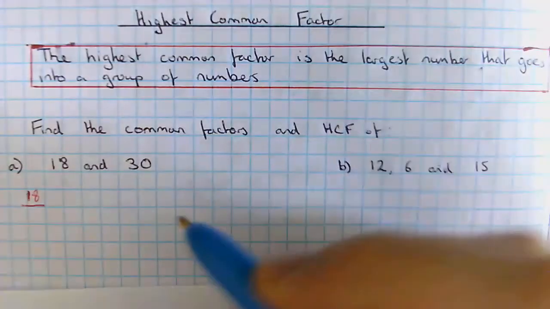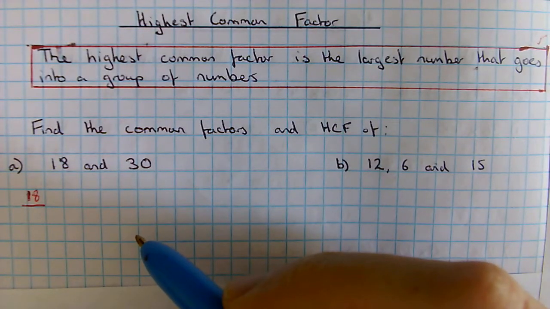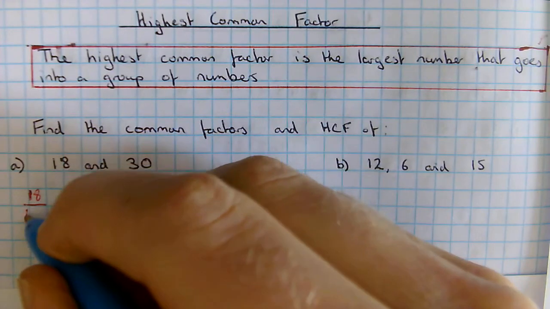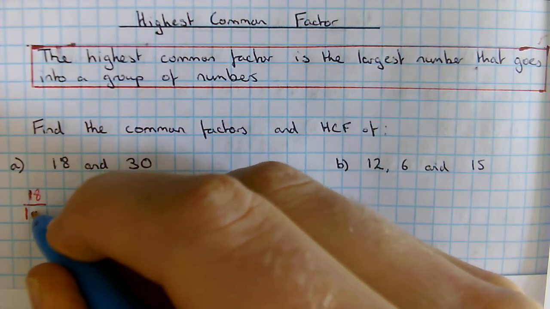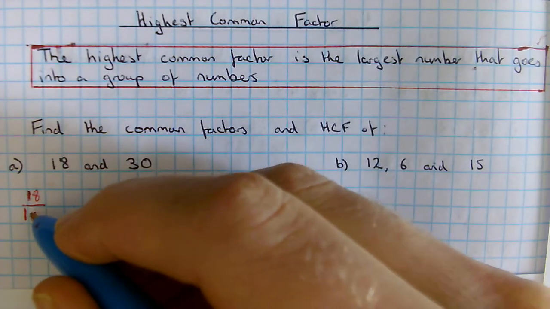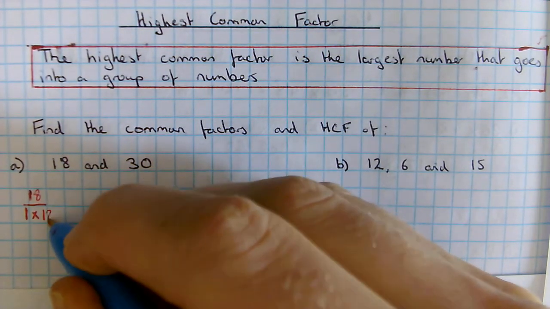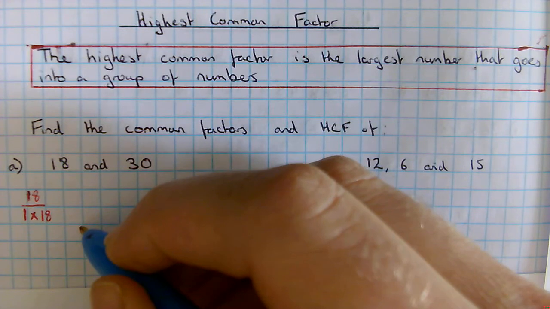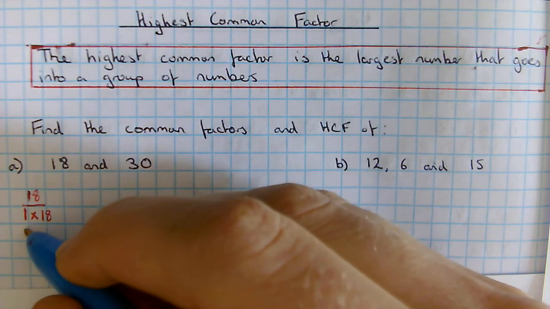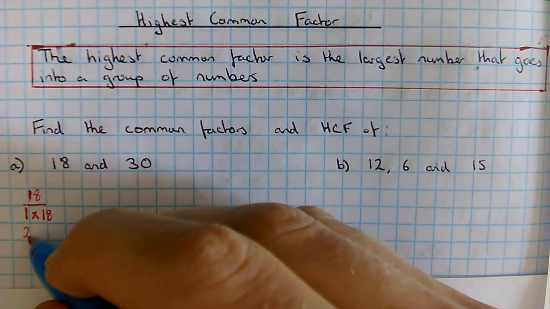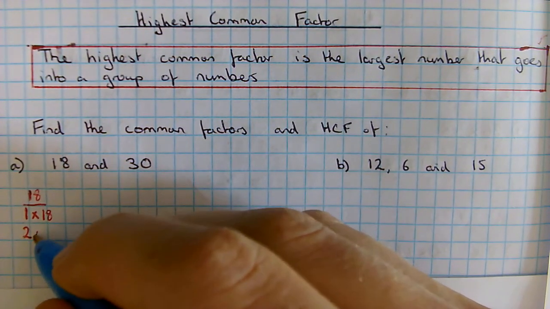To find the factors of 18, I look at pairs of numbers which multiply together to give 18. It's easiest to do that in order, so I'm going to start with 1, and 1 is always my first factor. Factors come in pairs, so 1 times something is 18, well 1 times 18 is equal to 18, so 1 and 18 are both factors. Once I've done 1, I'm going to go up to 2, well 18 is an even number, so I know that 2 must go in. 2 goes in 9 times, so 2 times 9.